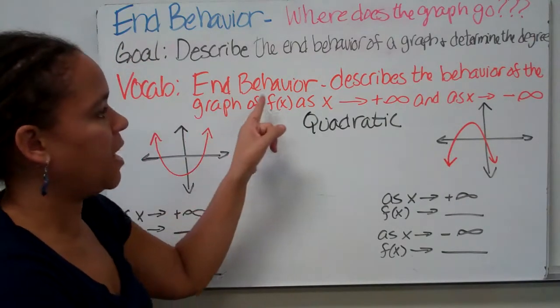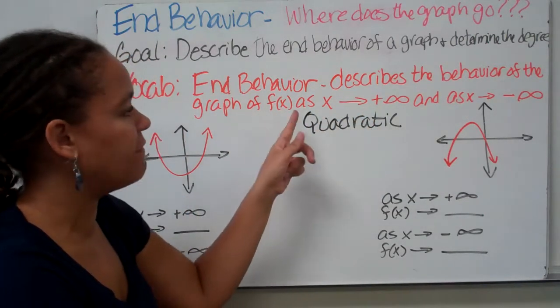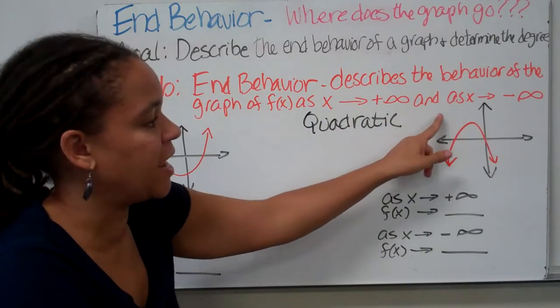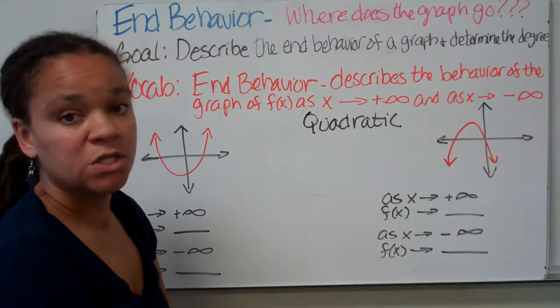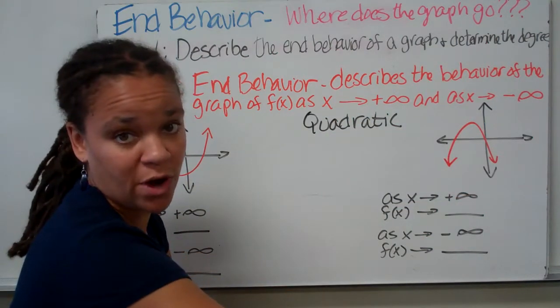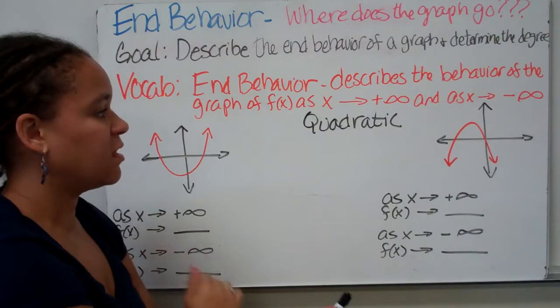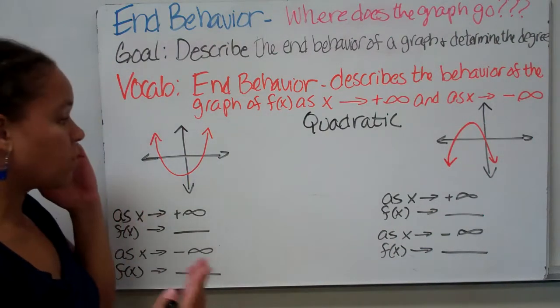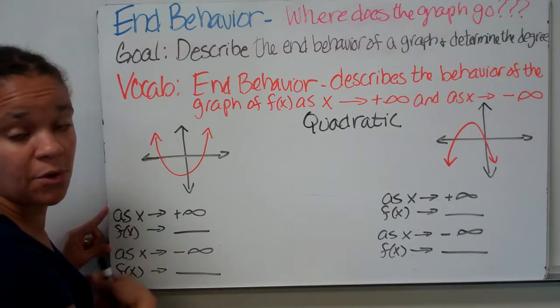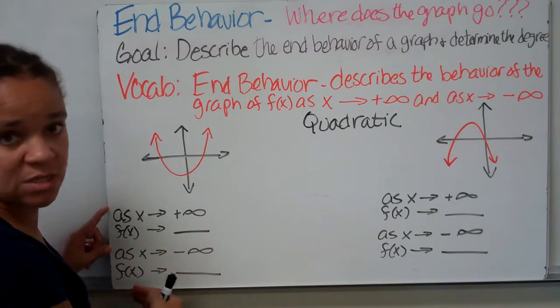So, vocab: end behavior, as I said, describes the behavior of the graph as x approaches positive infinity, that's our infinity sign, and as x approaches negative infinity. So as you travel all the way to the right, that will be positive infinity. What happens to the graph? And if you travel all the way to the left, that will be negative infinity. So the way you would write them, this is standard. You can write this down every single time you're asked to describe end behavior. This is what you'll need.